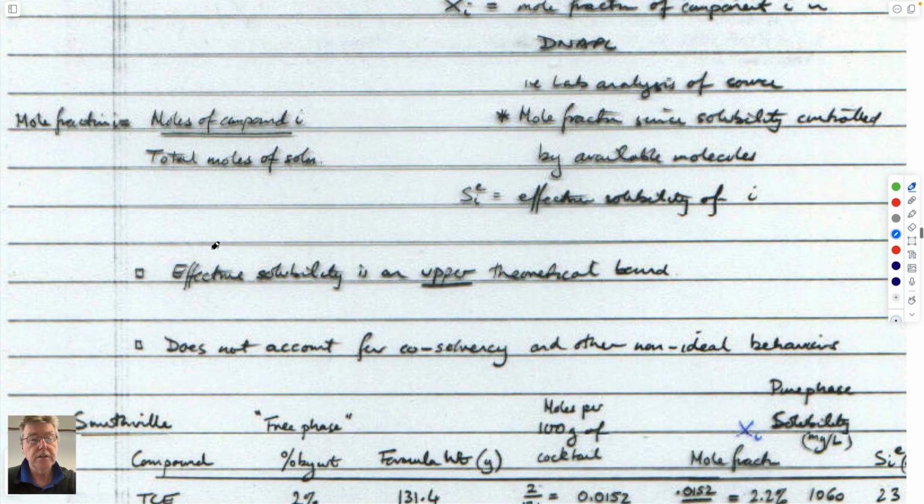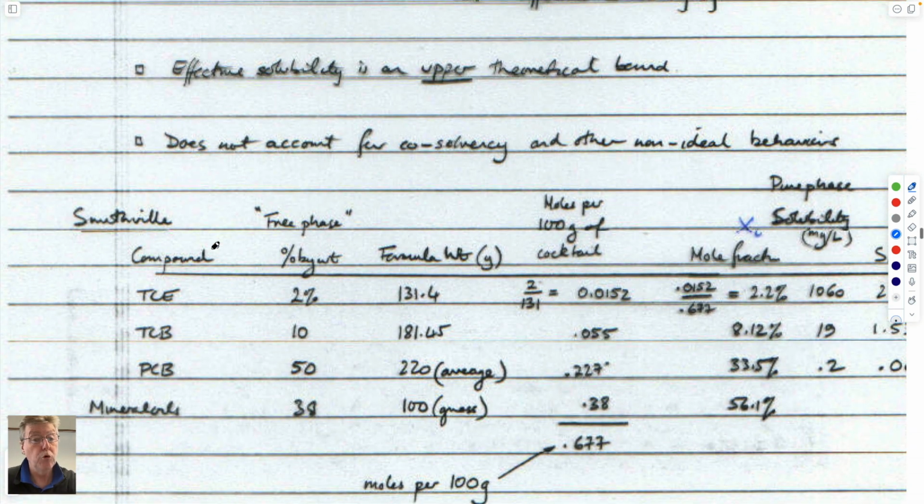And so this calculation is just to do that for, not Borden, for Smithville. So you're familiar with the proportions of TCE, TCB, and PCBs in those, and mineral oils, I guess. Those are the four compounds. The weight percents were 2%, 10%, 50%, and 38%, I guess. They sum to 100.